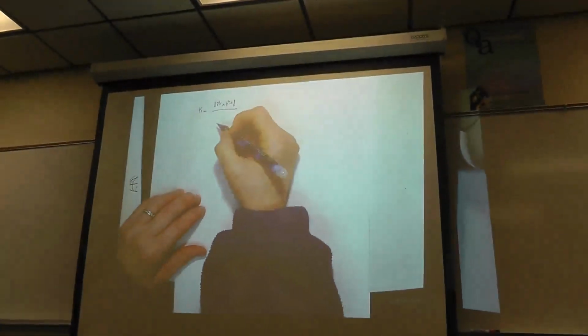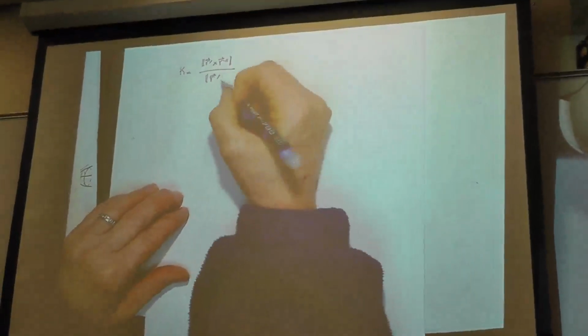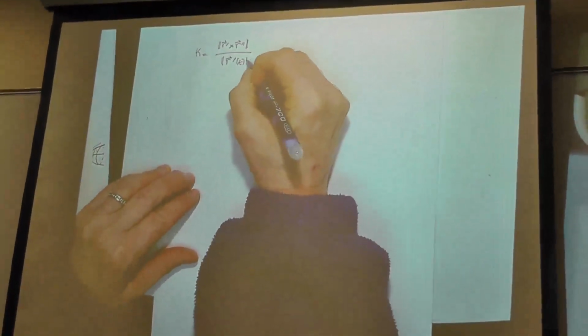Could you zoom out? Okay. Yeah. Okay, and then this is over the magnitude of R prime of T cubed.